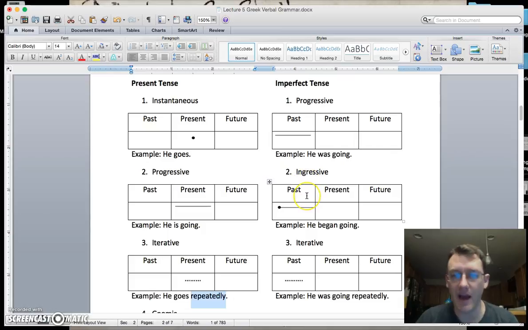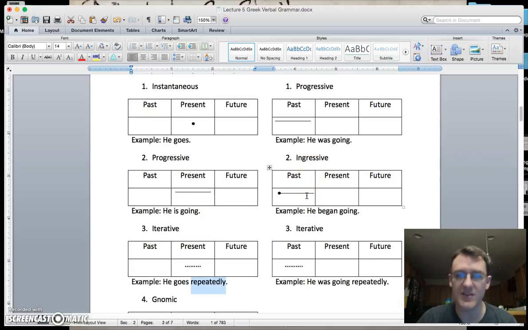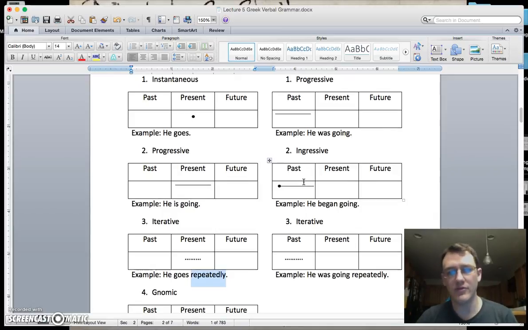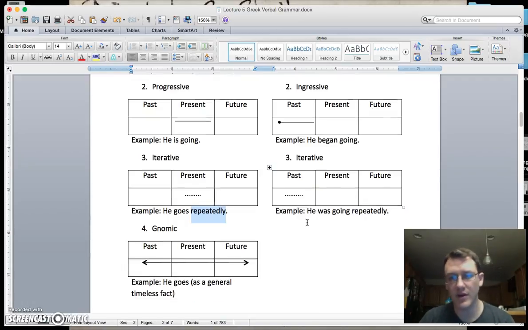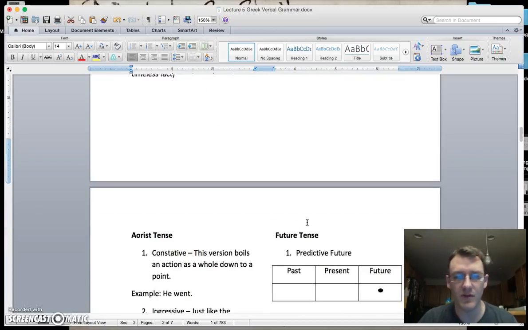Then we have something that's not really in the present tense, but is in the imperfect, and that is the ingressive, which emphasizes when an action began and its continuation. So, he began going to the store or to the temple, perhaps. And then we also have the iterative, which once again is just like the present iterative, but in the past, and that's represented with these little dots. He was going repeatedly instead of he is or goes repeatedly. All right, let's move on to the aorist and future.